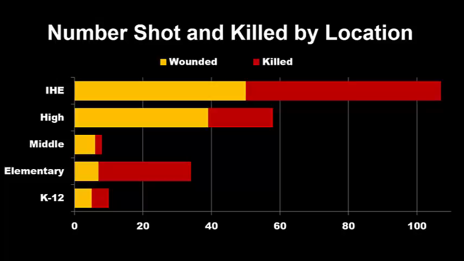The current graphic illustrates the breakdown of victim counts by location type. As seen here, institutions of higher education accounted for the highest number of total victims shot with 107, 57 of which were killed. However, 49 of these victims came from the attack on Virginia Tech.